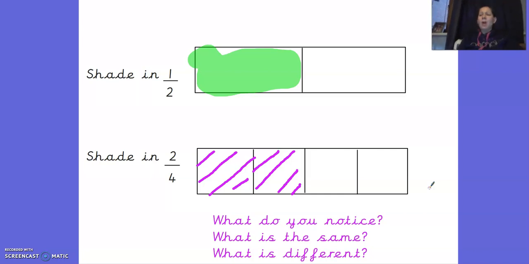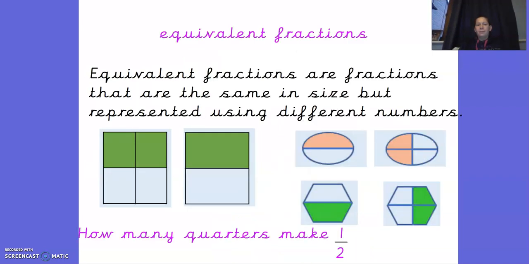Okay, so when I look at them, I can see, hang on a minute, I've coloured in the same amount on both shapes, even though this is 1/2 and this is 2/4. So I notice that 2/4 is the same as 1/2. Okay, and this is called equivalent fractions. Can you say those words? Equivalent fractions. And equivalent fractions are fractions that are the same in size but represented using different numbers.